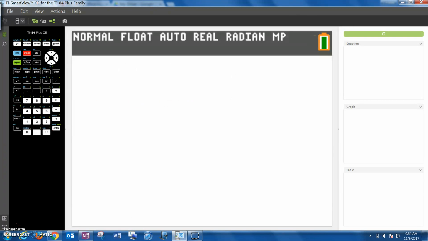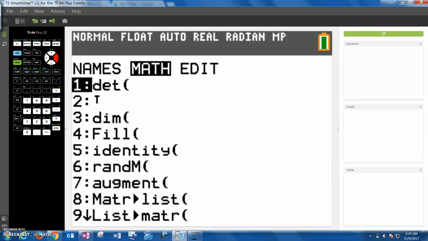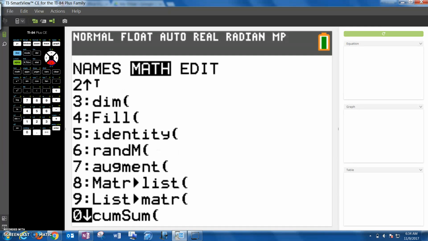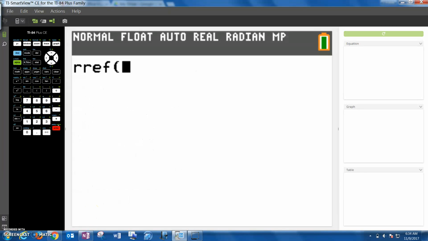Alright, now when you're at the home screen, here's what you're going to do. You're going to go to, again, the same menu, second inverse, the matrix menu. But we're going to go over to math now because we want to actually do the reduced row echelon form. So you're going to scroll down in the math column, and we want letter B, RREF, reduced row echelon form. You hit enter, it should look like RREF parentheses, and now you go to your matrix menu again.